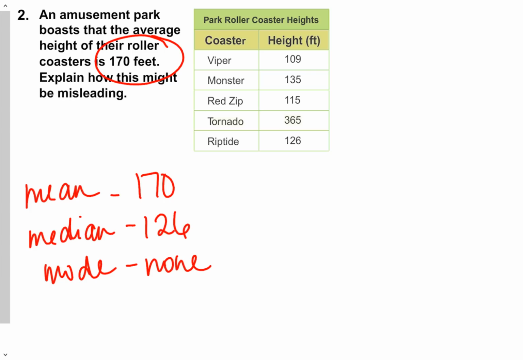So the average used by the park was the mean. This measure is much greater than most of the heights listed because of the coaster that's 365. So the reason why the mean ended up so high was because of this one tornado roller coaster that was 365. So it's misleading to use this measure to track the visitors. The more appropriate measure to describe the data is the median, which is 126 feet, which is closer to the height of the other coasters. So if you wanted to find a good representation of the data, that would be the median.